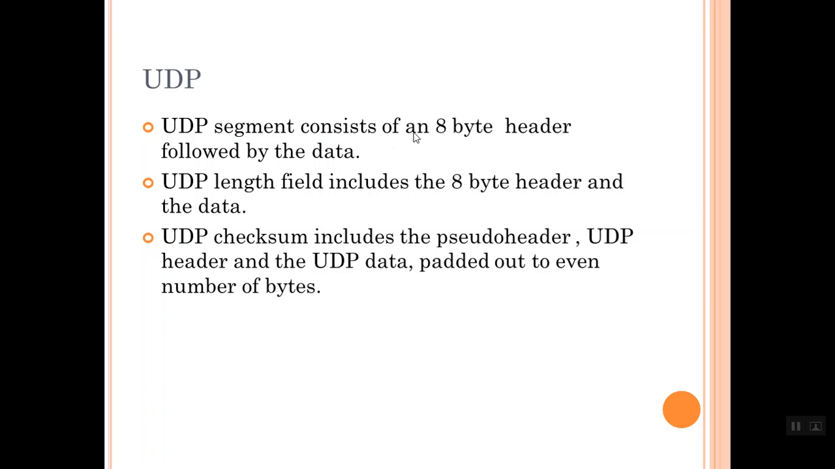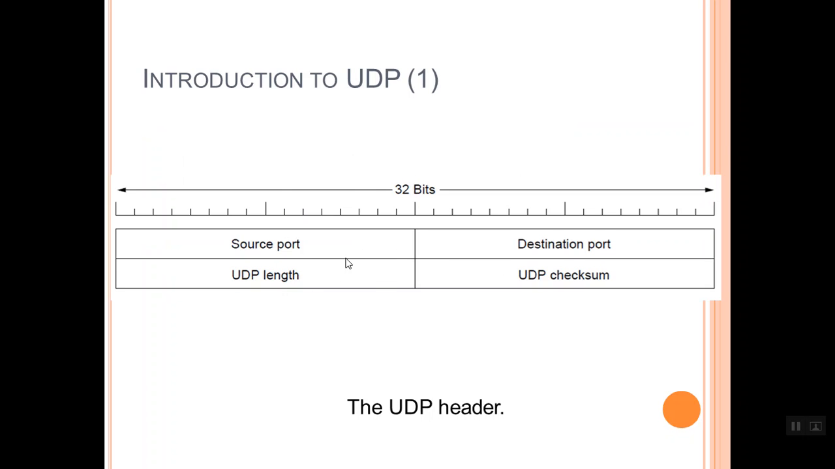A UDP segment consists of an 8-byte header followed by the data. In TCP we have seen that the header length is 20 bytes followed by the options field and data field, but in UDP there is only an 8-byte header followed by data. The UDP length includes the 8-byte header and the data.